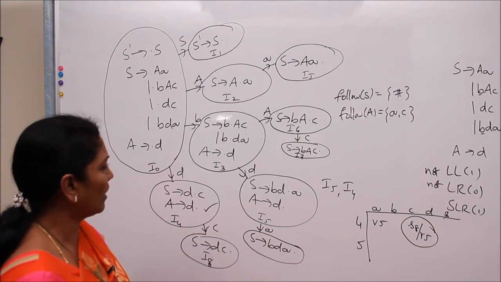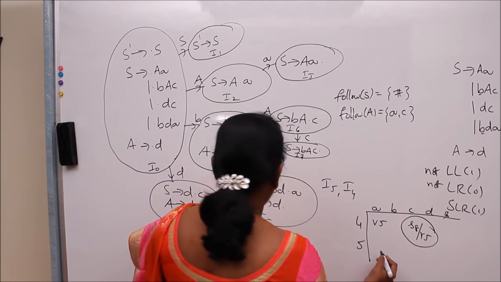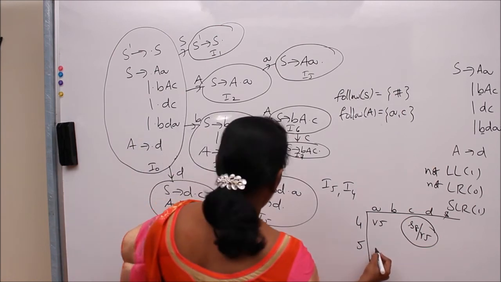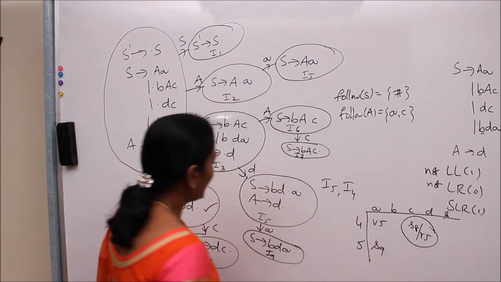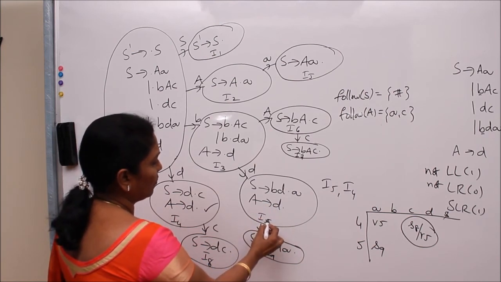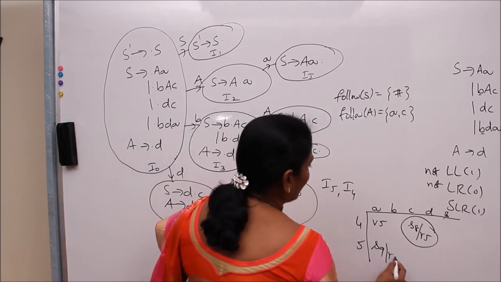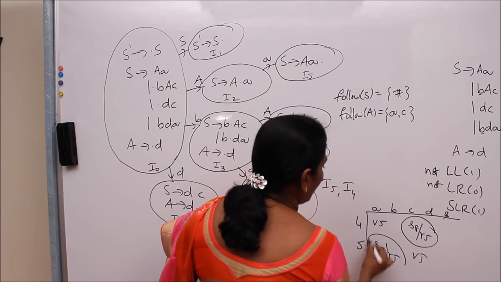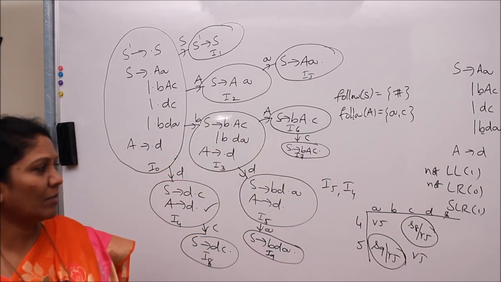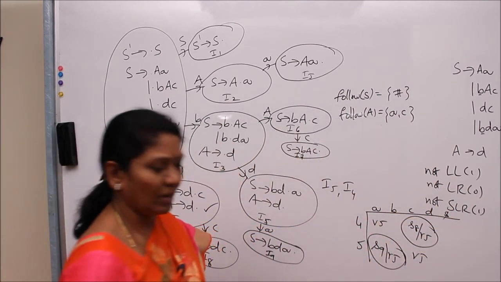Similarly, if you look at row 5, on A it is number I9. So S9. On A it is S9. Now A to D. So place R5 in the row 5 under follow of A. Follow of A is A and C. So R5, R5. Even the conflicts of states 4 as well as 5 are not resolved because you are getting multiple entries. Hence you can say this is not SLR1.